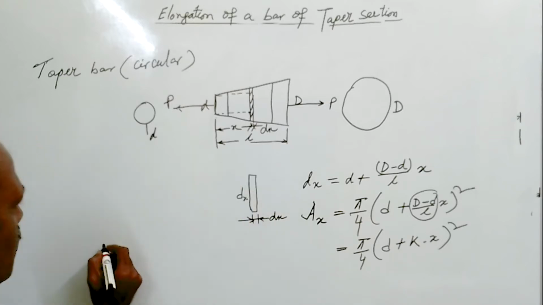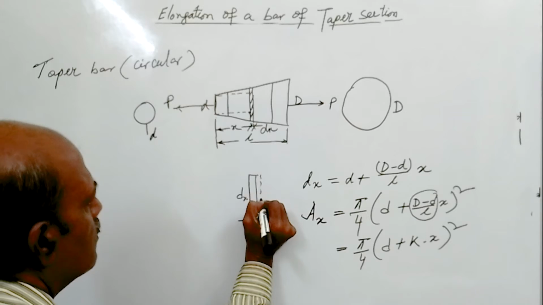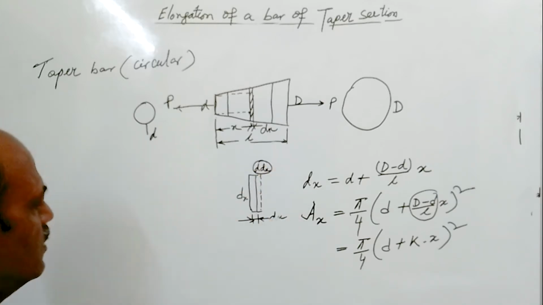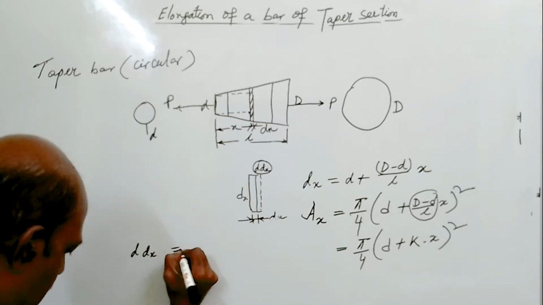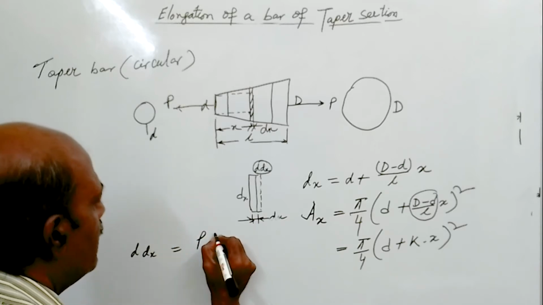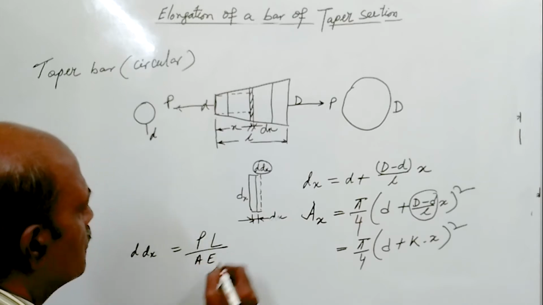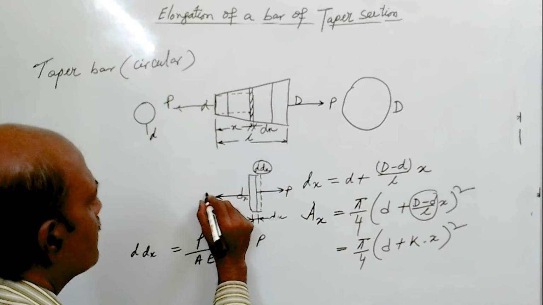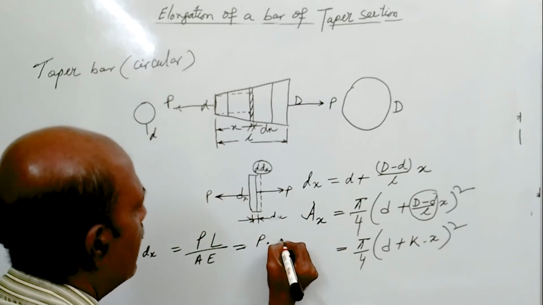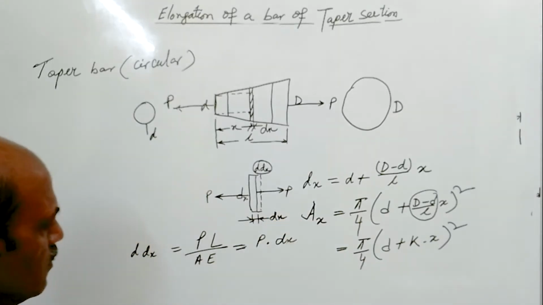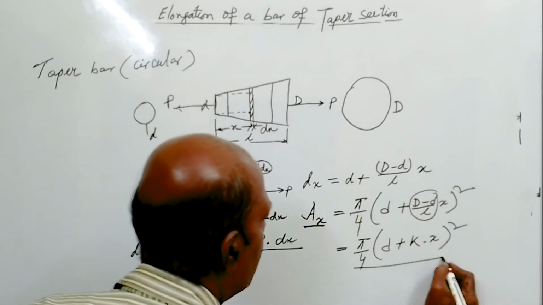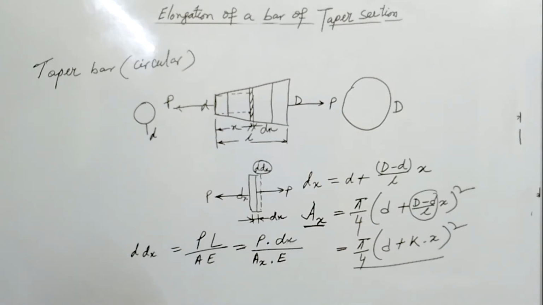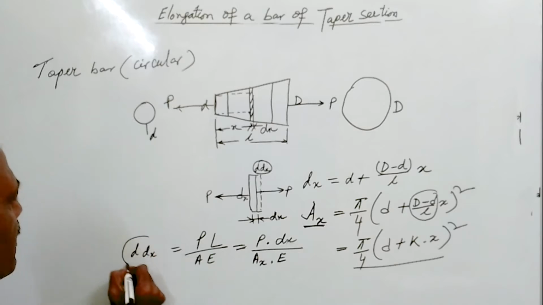Okay. So this element will deform by some amount. We denote by delta dx the deformation produced in the element. We can write delta dx is given by the formula P into L by A into E. The load acting over the element is P, and here L is dx, and the area is Ax, and say Young's modulus of the material of the bar is E. So this is the deformation produced in this elemental bar.